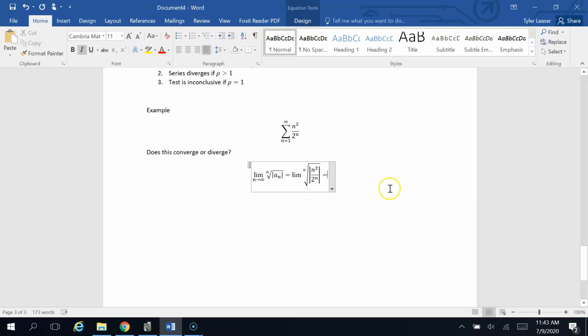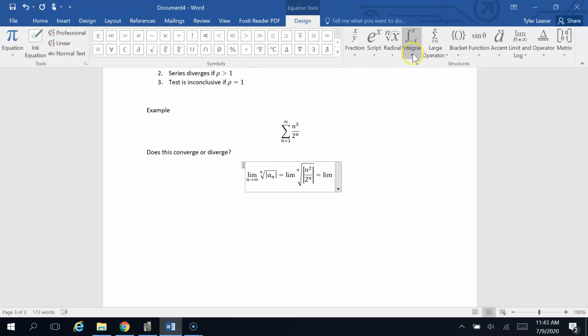The next part is that I have the nth root of a fraction, which means that I can take the nth root of the numerator and the nth root of the denominator separately. So let's look at the nth root of n squared divided by the nth root of 2 to the n.